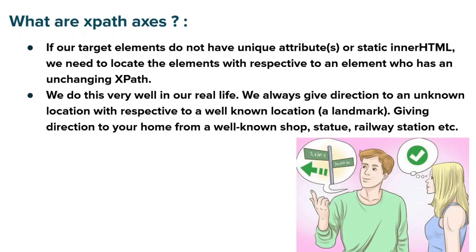So in XPath axes, we can write the XPath by using some XPath axes keywords which can associate with some specific element location. So that will be using the context of some other element to find out our targeted element location. And it is very useful when target elements do not have any unique attributes or static inner HTML. Then we need to locate the elements with respect to an element that has an unchanging XPath.